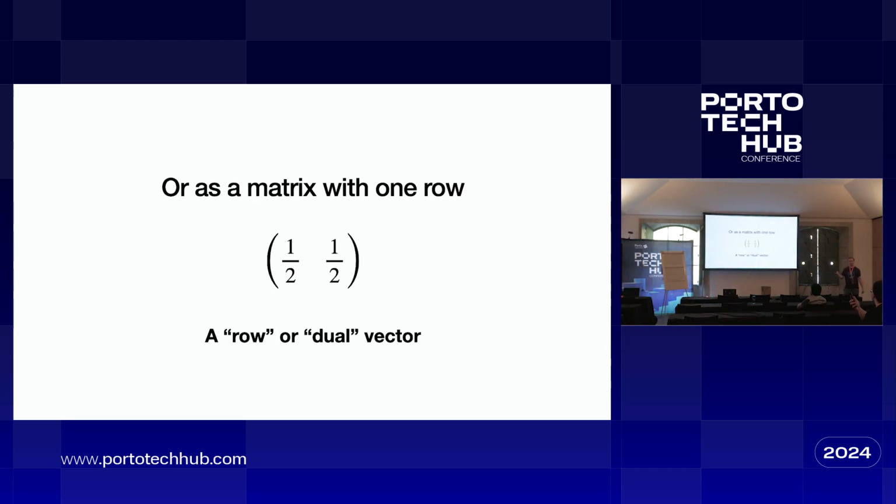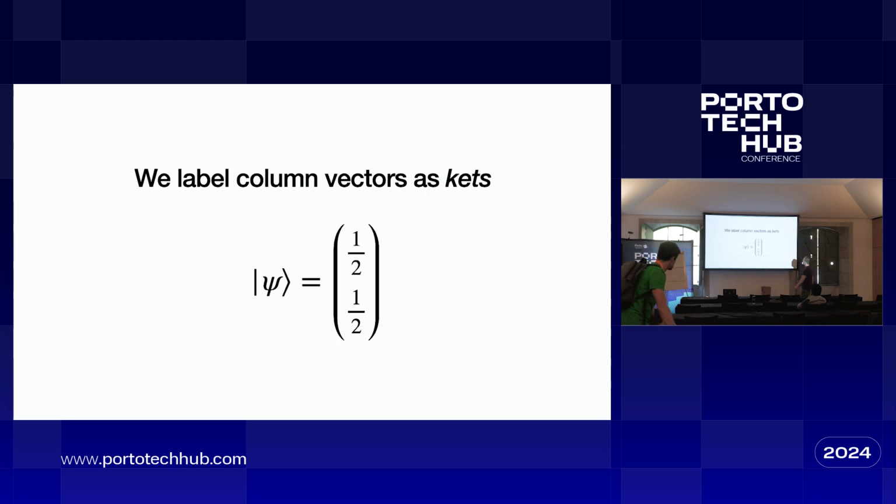Or I can write it as a matrix with 1 row, okay? Same deal, no difference. It's still a vector and somehow it's isomorphic, right? But we're going to call these guys row vectors or dual vectors. And we'll see in a second why that's useful. At first, it looks like something completely arbitrary.